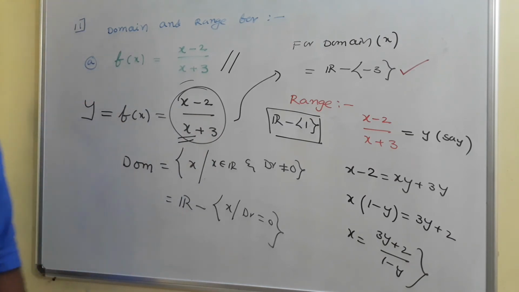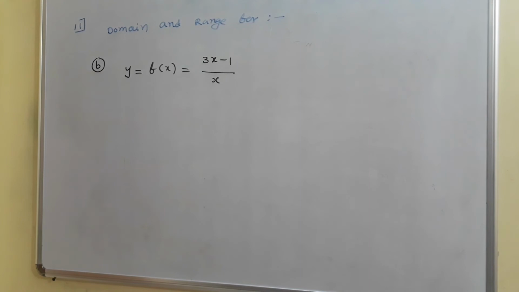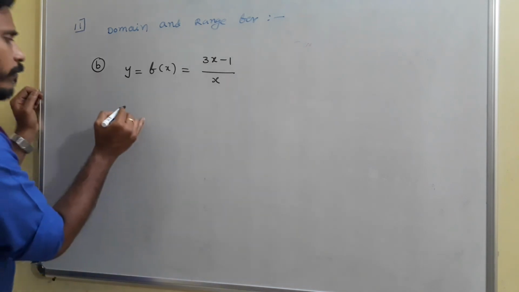Okay, now have a look. I will give you one more problem for you to do. For the function (3x minus 1) by x, we need to find the domain as well as the range. First think about it.